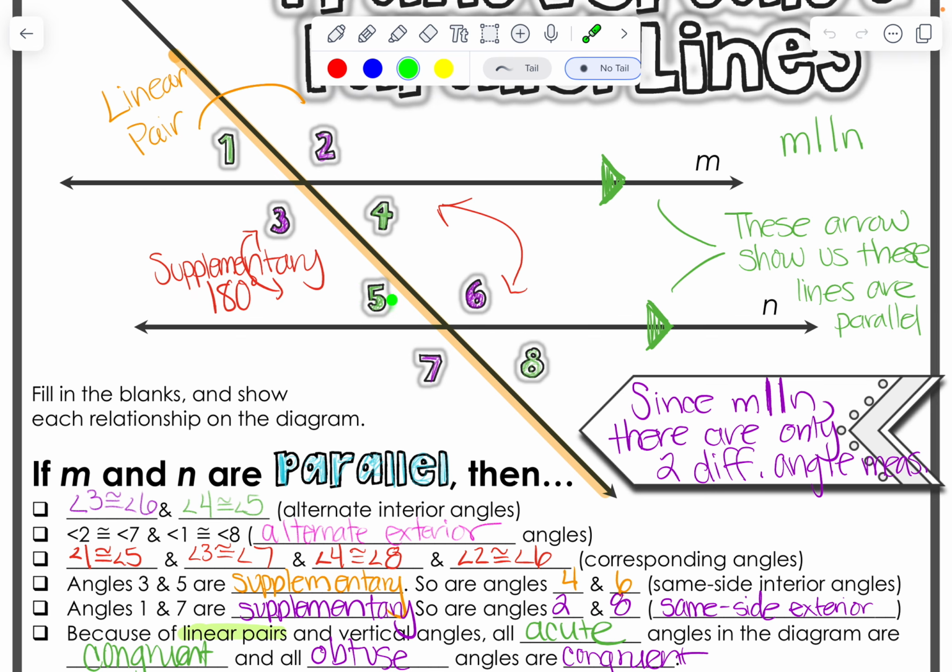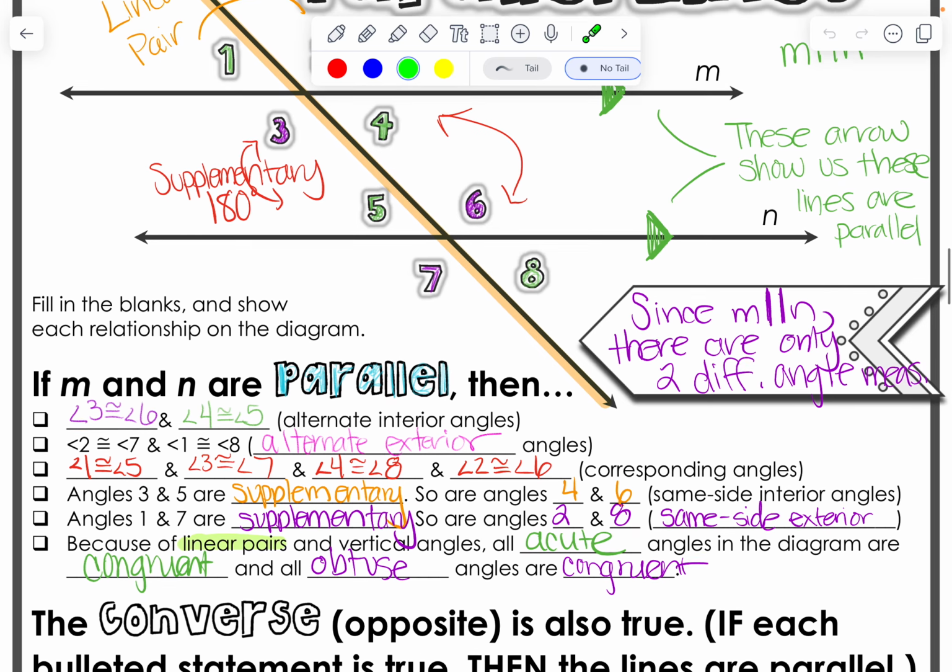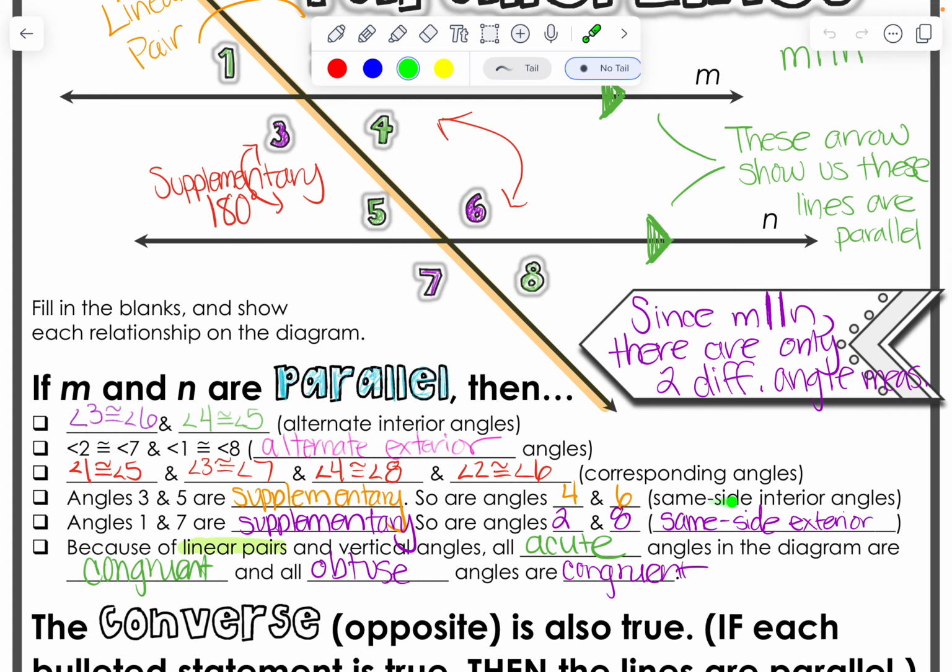When we look at our same side interior and same side exterior, those angles are going to be supplementary. So 3 and 5 are supplementary angles, which means that they add up to 180 degrees. And same thing with our same side exterior angles, they are also going to be supplementary. And then because of linear pairs and vertical angles, all of our acute angles in this diagram are going to be congruent, and all of our obtuse angles will be congruent.